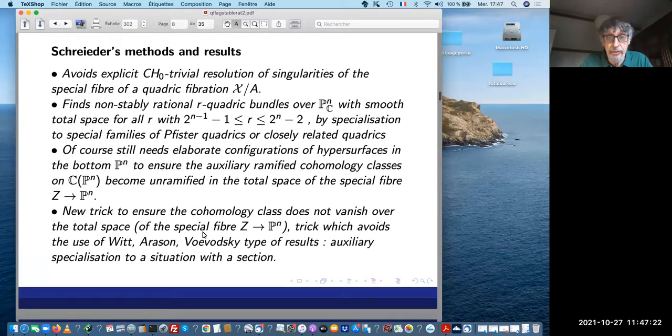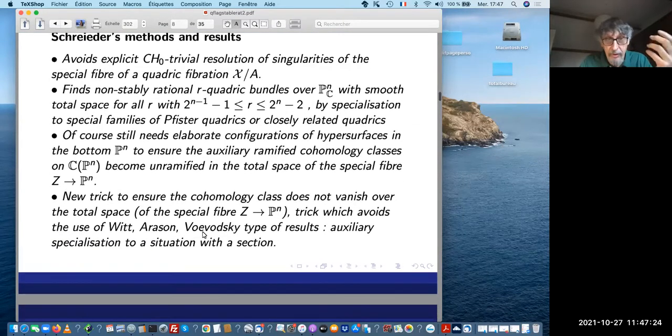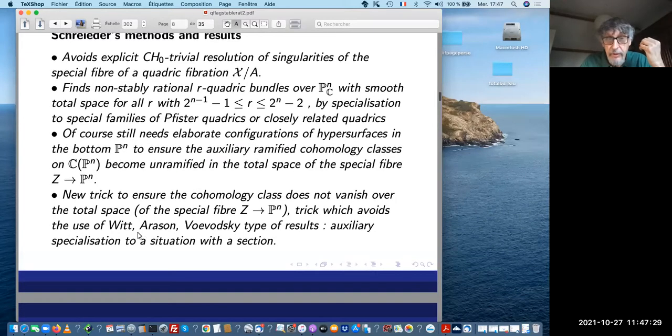Okay, and there's a new trick which he has introduced, which is quite spectacular, because it avoids the use of these arguments using Witt, Arason, or Voevodsky.